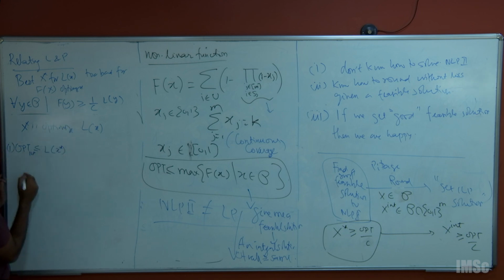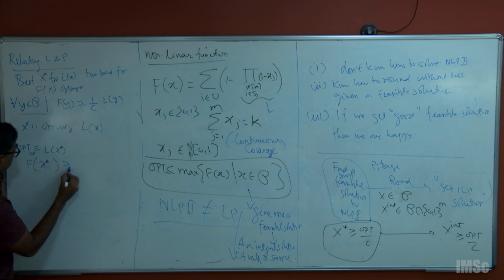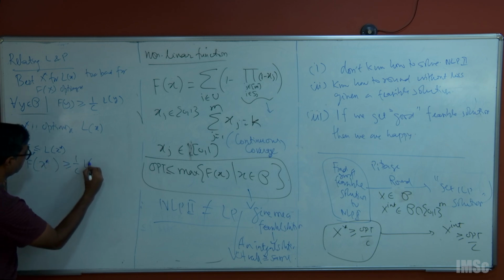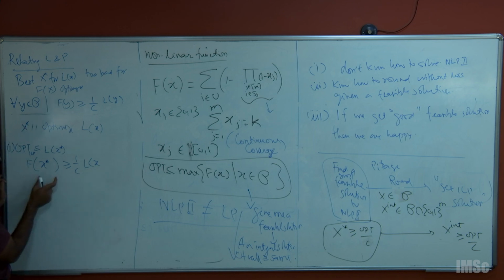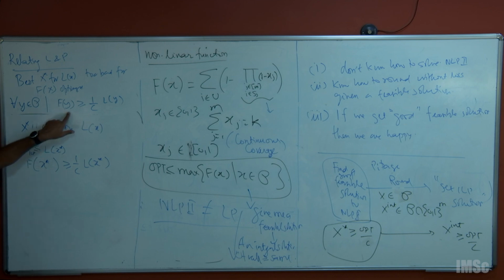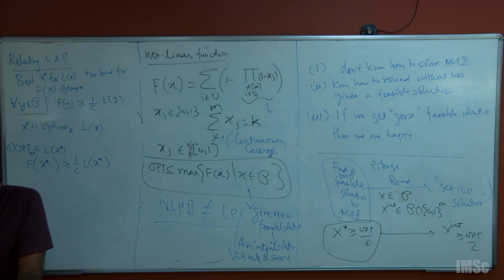Now I know that if I look at function x star, this is going to give us 1 by c of f of x star is at least this much, right? Because f of y is at least 1 by c times L of x star. What am I saying? Am I saying something correct? If I show this, what does it imply?